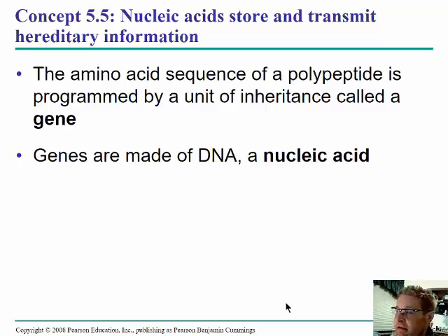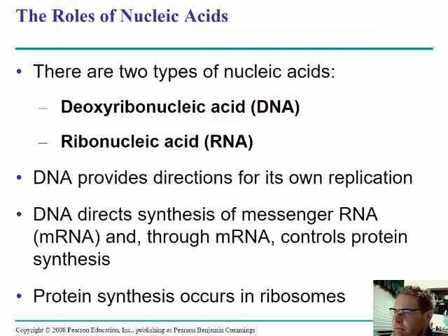Now, the amino acid sequence of a polypeptide, so of a protein, is programmed by this thing that we call a gene. Genes are made up of DNA. That concept that genes are made up of DNA is really the heart of genetics. And while we knew before 1953 that there had to be some genetic material that was inherited, it just wasn't known what it was until 1953.